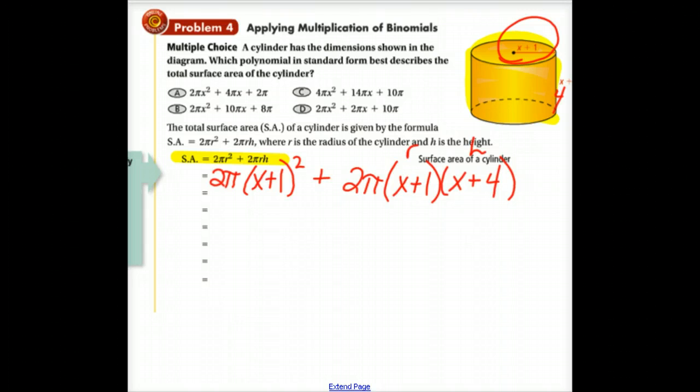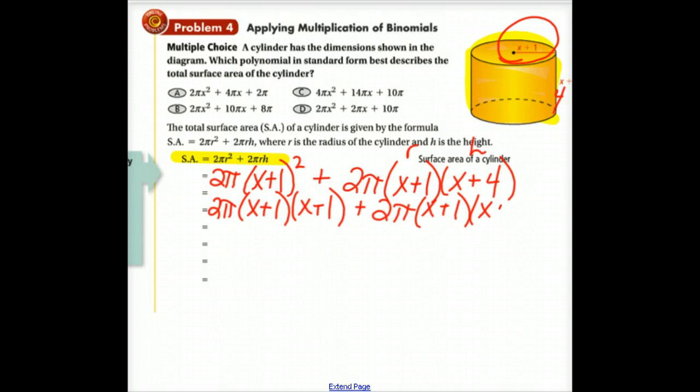All right, here we go. Lots of solving. x plus 1 squared looks like this: x plus 1 times x plus 1. And the second half, I'll just rewrite, x plus 1 times x plus 4. So we have 2 sets of binomials being multiplied. First, I'm going to ignore the 2 pi. That's going to hang out.